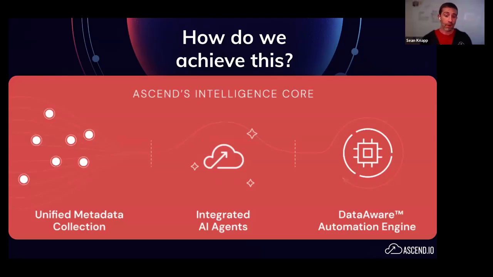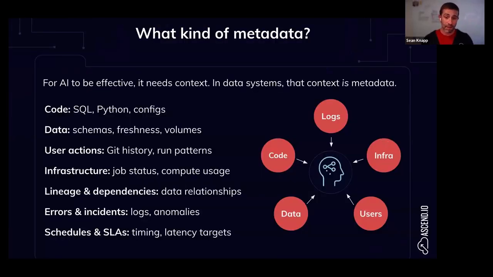Now, when we talk about things like metadata, that means all sorts of things. That means things like your code, the underlying data, user actions, what's happening inside of your infrastructure, lineage and dependencies, you name it. If it's something that you as a developer interact with, you generally want to get that exposed to AI so that it can do the same things and offload increasingly large blocks of toil from you.